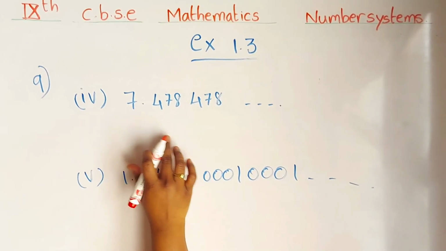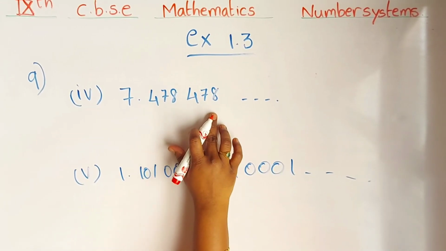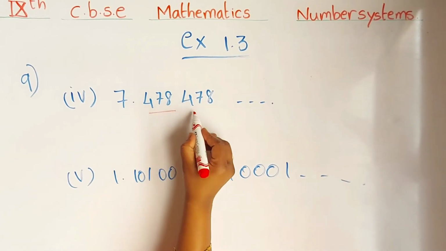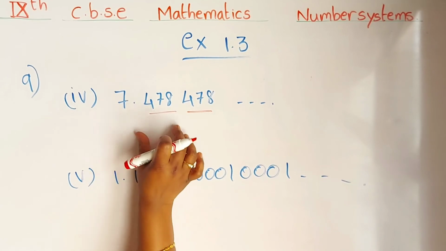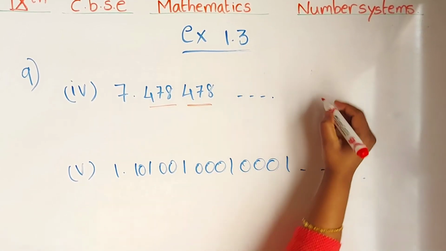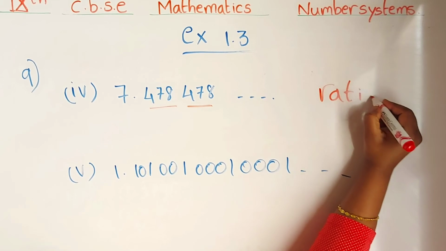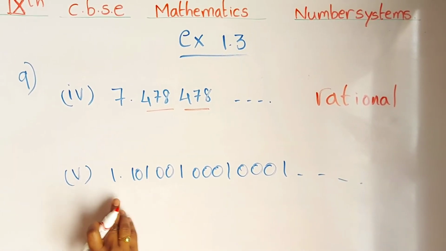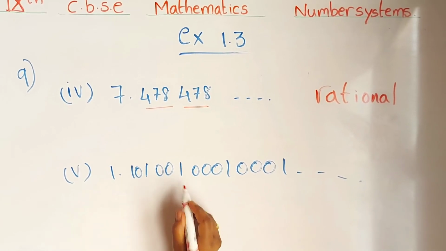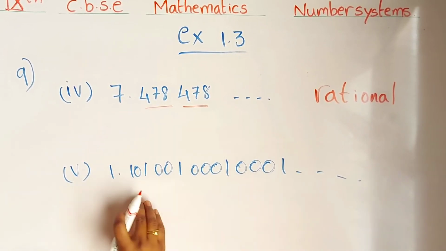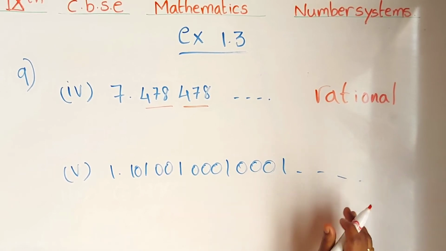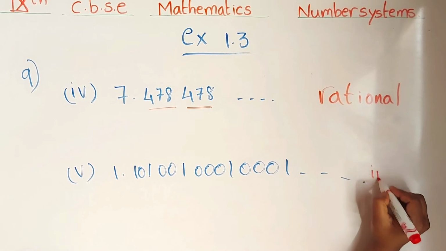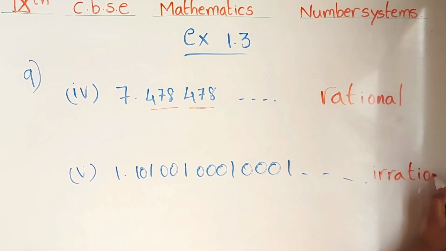Now fourth question, children, 7.478478, so on. See here, after the decimal, only 478 is repeating. That means it is repeating the same numbers. This is rational. Fifth question, 1.101001000 1. Again, it's not at all repeating. It is non-terminating, non-repeating. So this number is irrational, children.